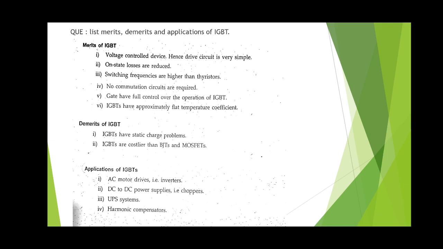Then the disadvantages of IGBT are: these have a static charge problem because it is a voltage control device, and these are costlier than the BJTs and the MOSFETs. The applications of IGBT can be listed: these are used for AC motor drives, that is inverters. These are used for DC to DC power supplies, that is choppers. These are used in UPS systems.